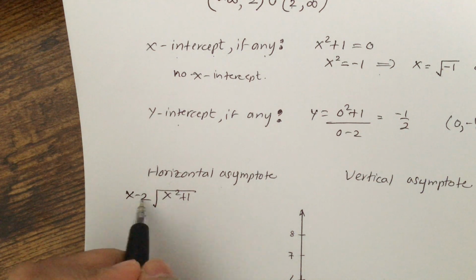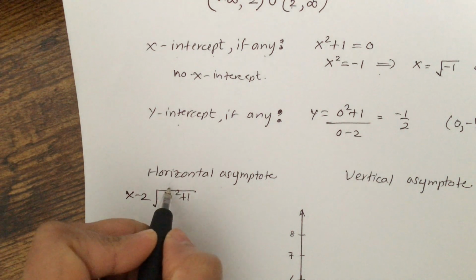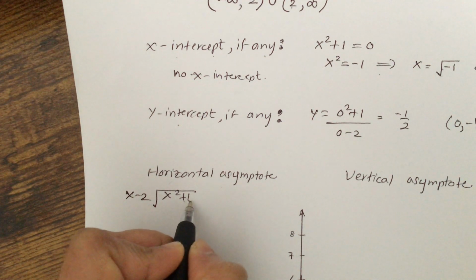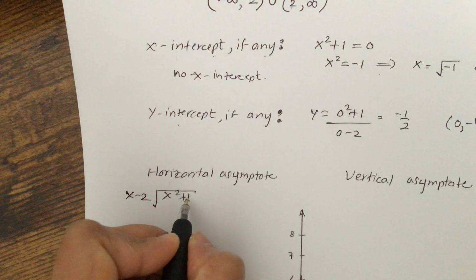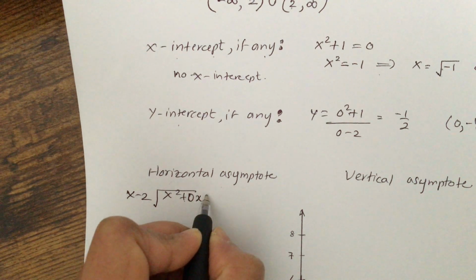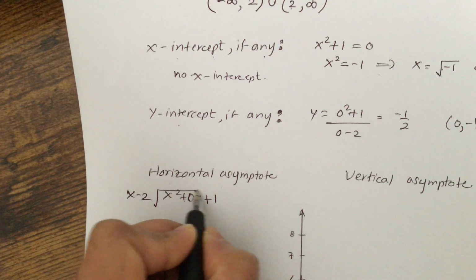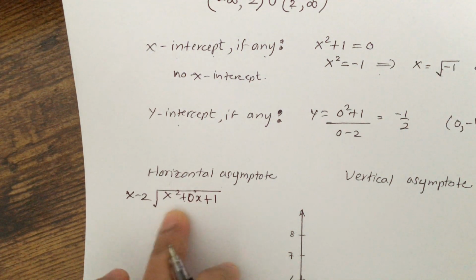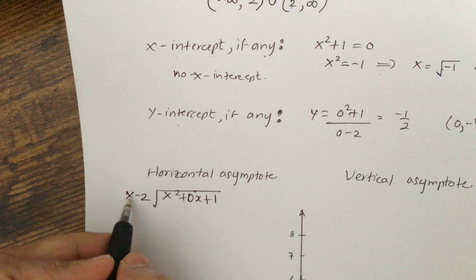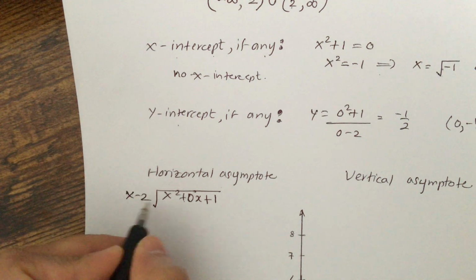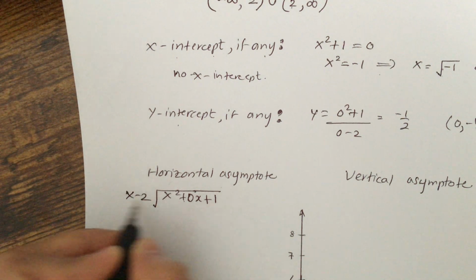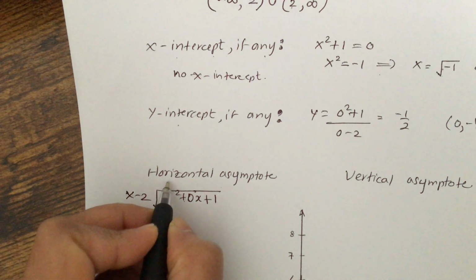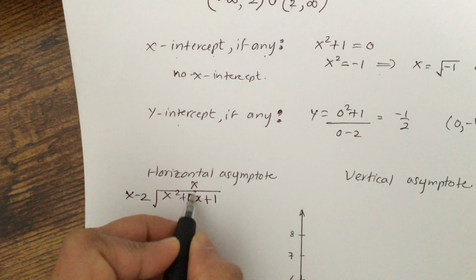So I'm going to use long division here. Here you have x squared plus 1. We don't have the linear term, so I'm going to write the linear term like 0 times x plus 1, right? So here we have x squared plus 0x plus 1, and here x minus 2. I'm going to look at x squared. To get x squared from this, I have to multiply by x, right? So I'm going to write x above the linear term.